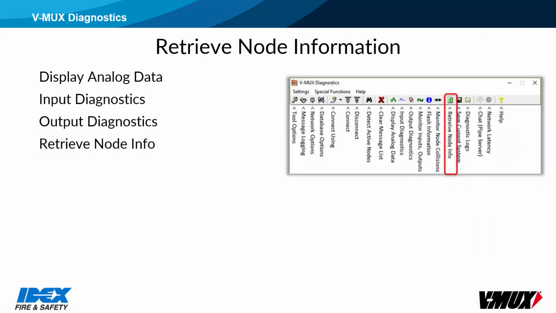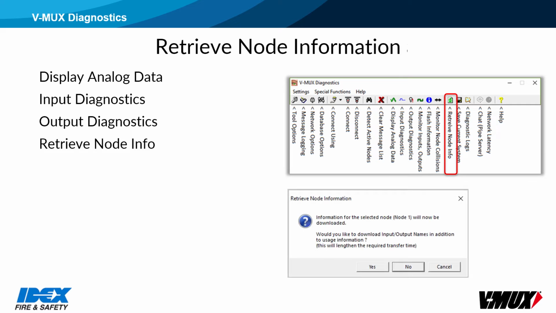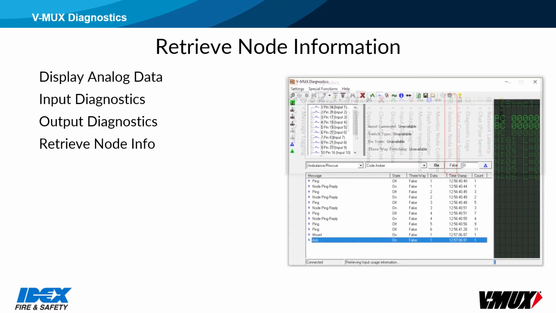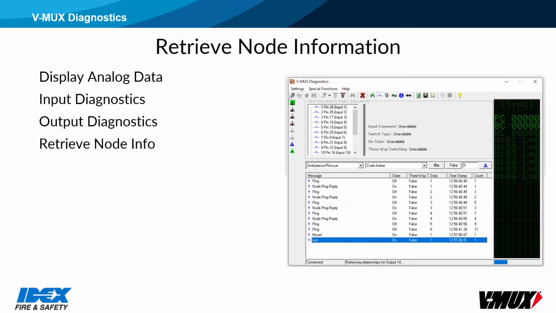When you click the Retrieve Node Information button, a prompt will ask if you want to download input and output names. Click Yes, even though it will lengthen the download time. You can watch the progress at the bottom of the window as input and output details are transferred. This portion of the video is sped up to save time.